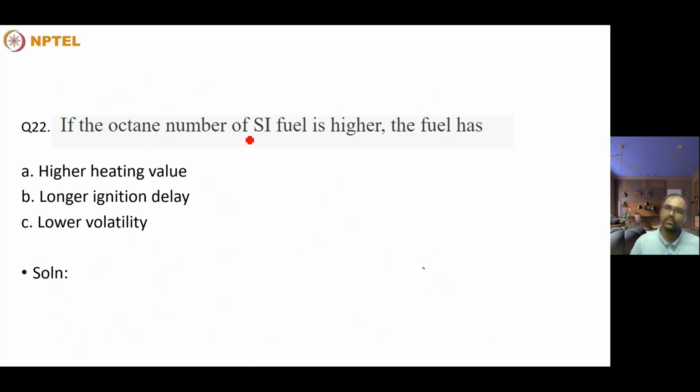So if the octane number of the SI engine fuel is high, that means it's a better fuel to prevent the knocking in the case of SI engine. It prevents auto ignition. That means the ignition delay will be getting longer, and the flame will be having sufficient time to meet the end charges before it starts to auto ignite. So the answer is longer ignition delay.